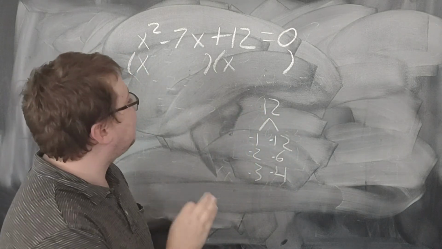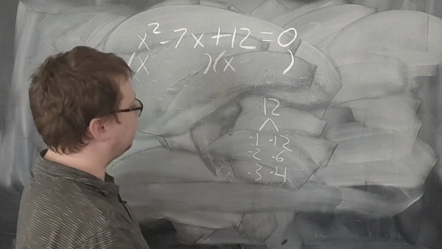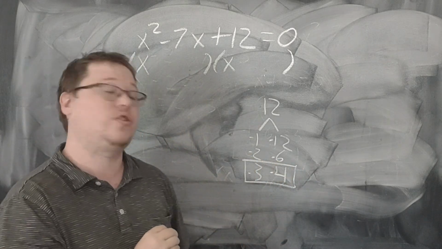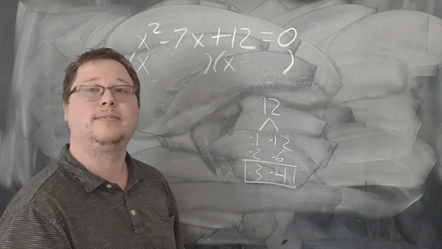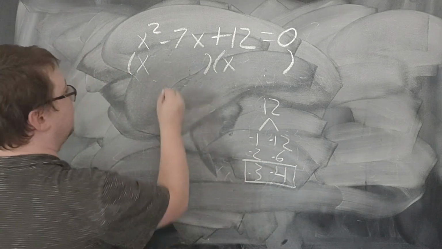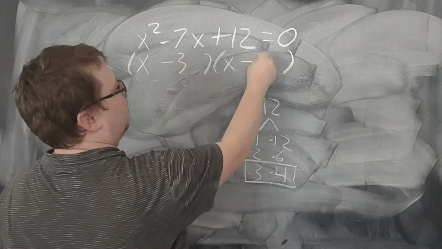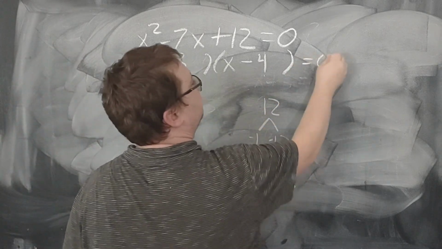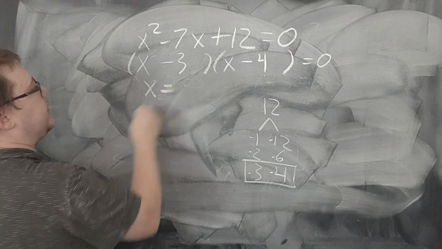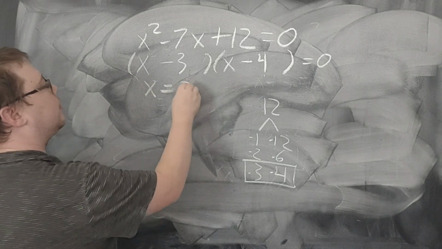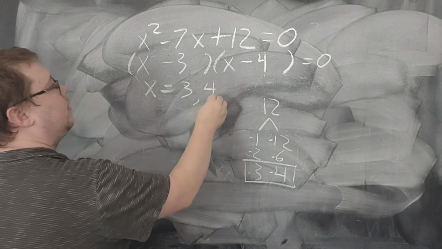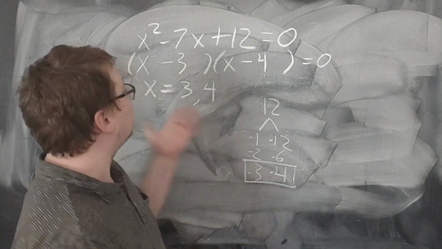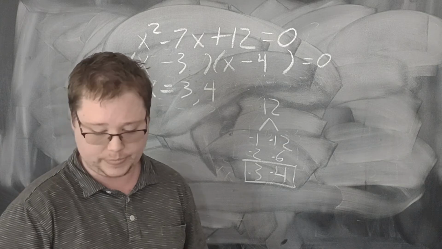And I need to find the one that adds up to give you negative 7. Probably not a stretch to say, you know what, it's that. And we're done. All we got to do is say minus 3, minus 4. And continuing on, we have this equal to 0. So x equals 3 and 4. And there we are. We've solved 2 problems with basic factoring.